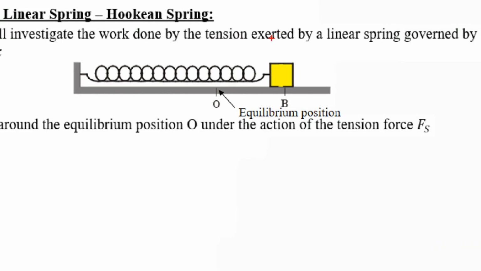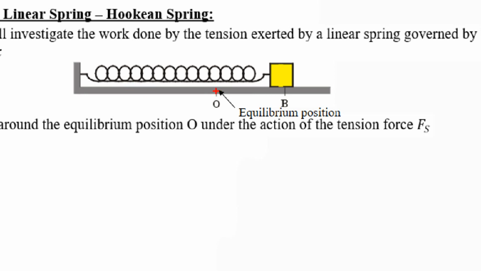In this section we will investigate the work done by the tension exerted by a linear spring governed by Hooke's law, given by Kx. The block oscillates around the equilibrium position O under the action of the tension force given by Fs. So the equilibrium position would be the position where if we leave the block, it will rest at this equilibrium position while the spring is unstretched.